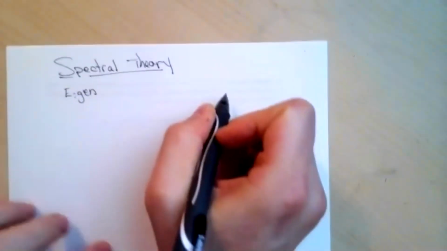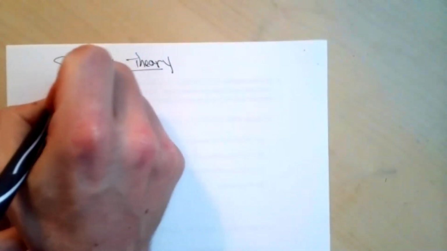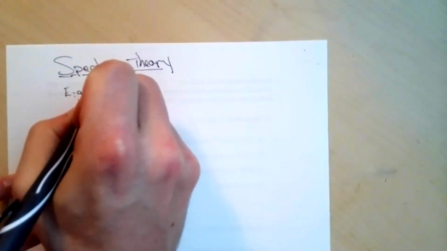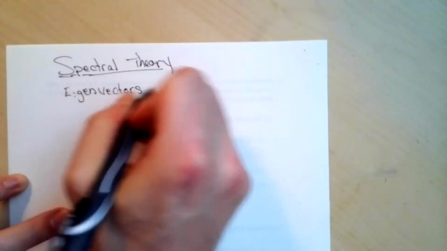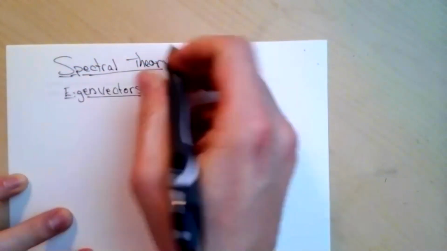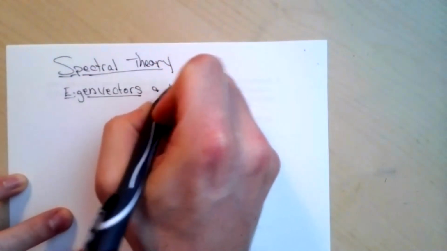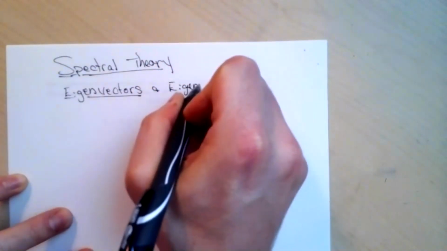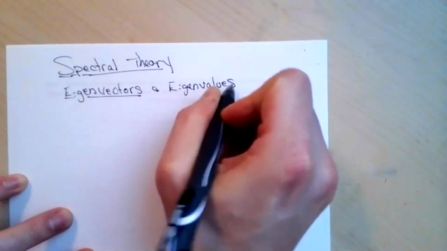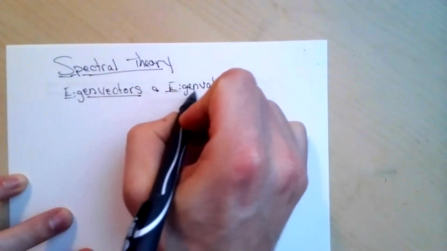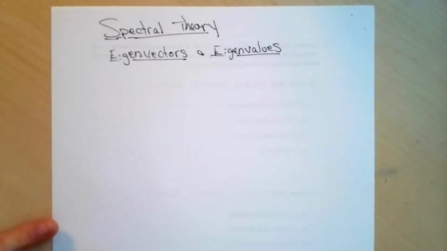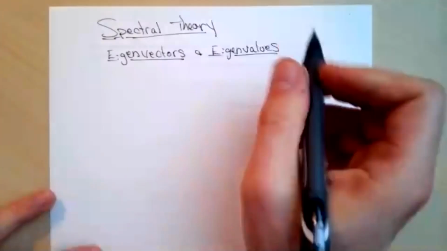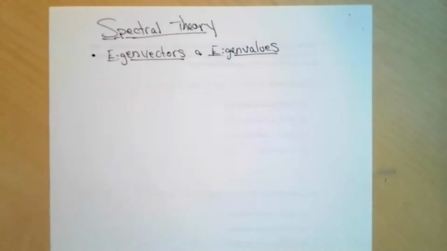So the broader topic is called spectral theory. But for this course, it's mainly going to be eigenvectors and eigenvalues, which are pretty much the general gist of what spectral theory is, though once you get into higher math, spectral theory kind of generalizes this process we've got going on with eigenvectors and eigenvalues.